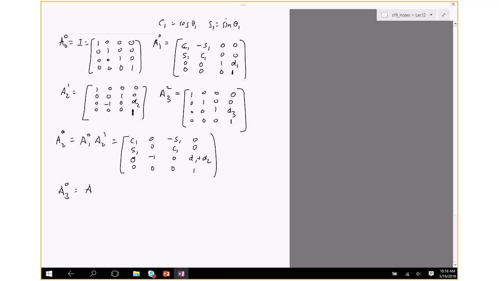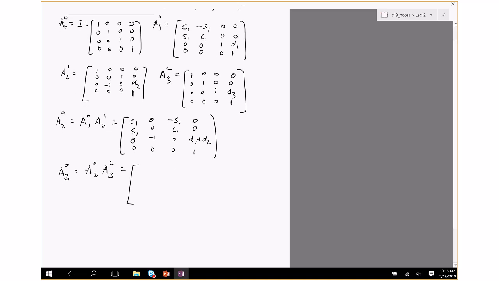A30 is A20 times A32. Again, do the multiplication to get C1, S1, 0, 0, 0, 0, minus 1, 0, minus S1, C1, 0, 0, minus D3, S1, D3, C1, D1 plus D2, and 1. Okay, I think we are all set.